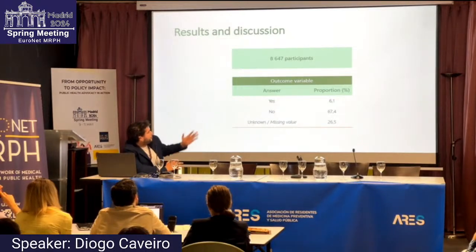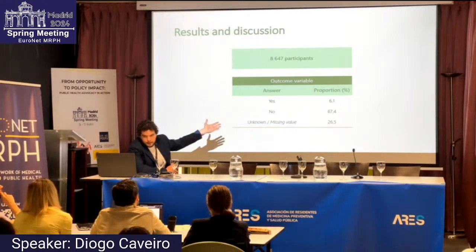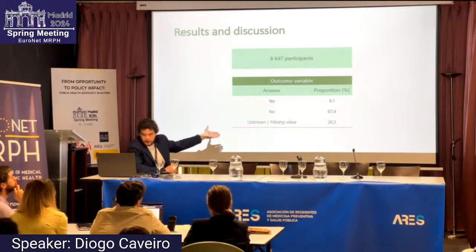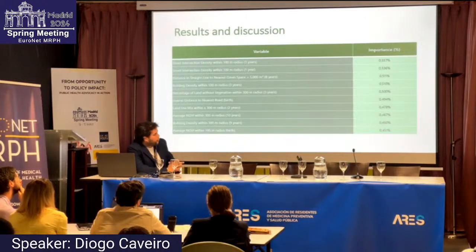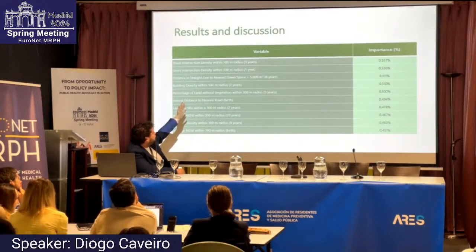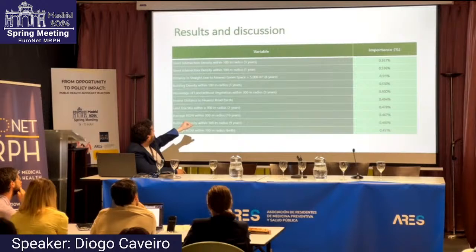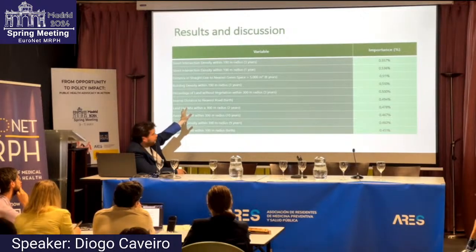These are the number of participants in our study and the proportion of the people that answered yes, no, and the people with unknown or missing values. And here are the 10 most important variables for asthma diagnosis. And as we can see here, we have some variables related to traffic, such as the street intersection density and the inverse distance to nearest road. Also, some of them during earlier stages of life.